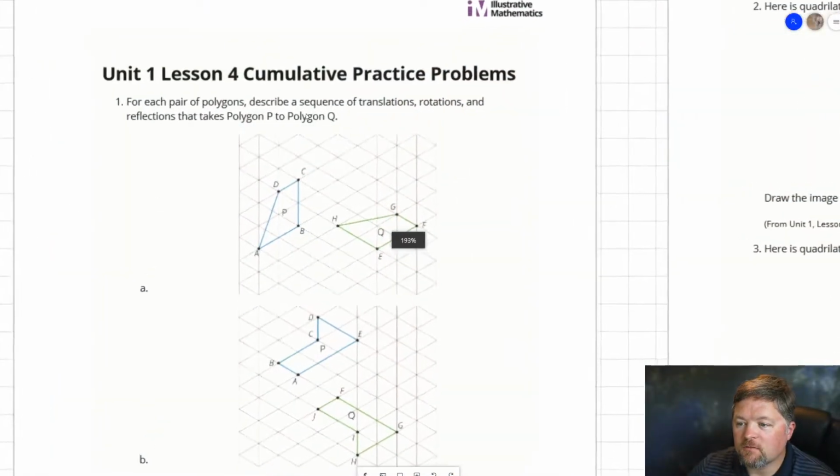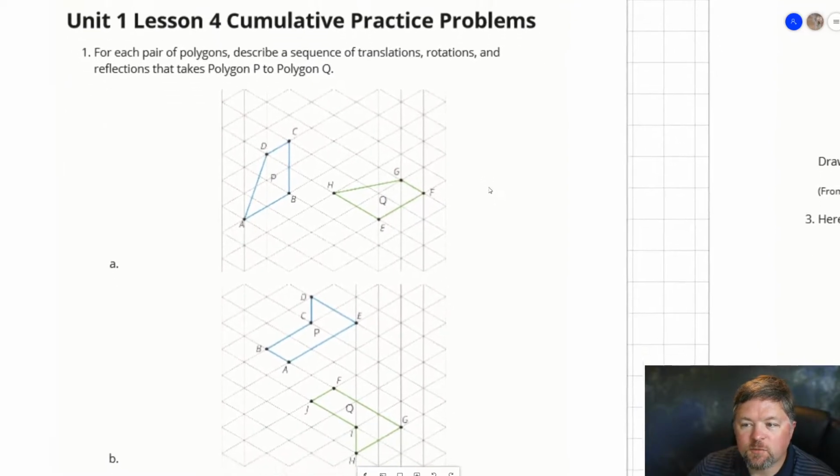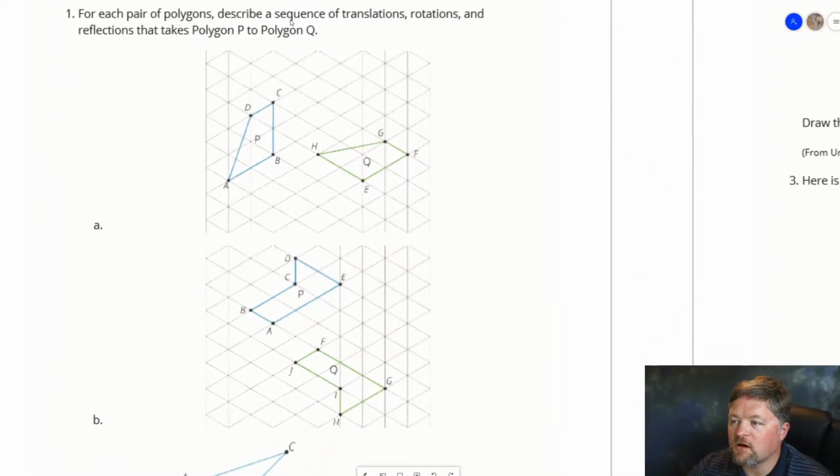Today we're doing Illustrative Math Grade 8 Unit 1 Lesson number 4. Okay, our first problem here says for each pair of polygons describe a sequence of translations, rotations, and reflections that will take polygon P to polygon Q. So we need to take this blue one over to the green one. How are we going to do that?